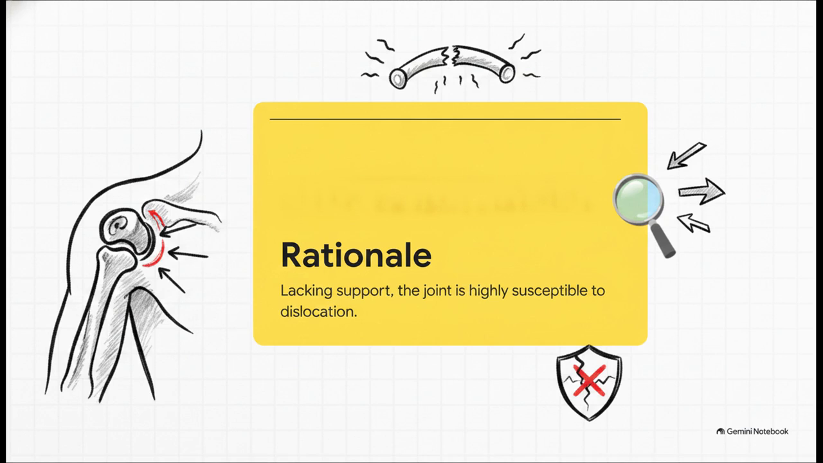And here is a neurovascular bonus for you. When this dislocation happens, what nerve is most at risk? The axillary nerve, which innervates the deltoid. It, along with the anterior and posterior circumflex humeral arteries, sits highly vulnerable right in this exact anatomical space.